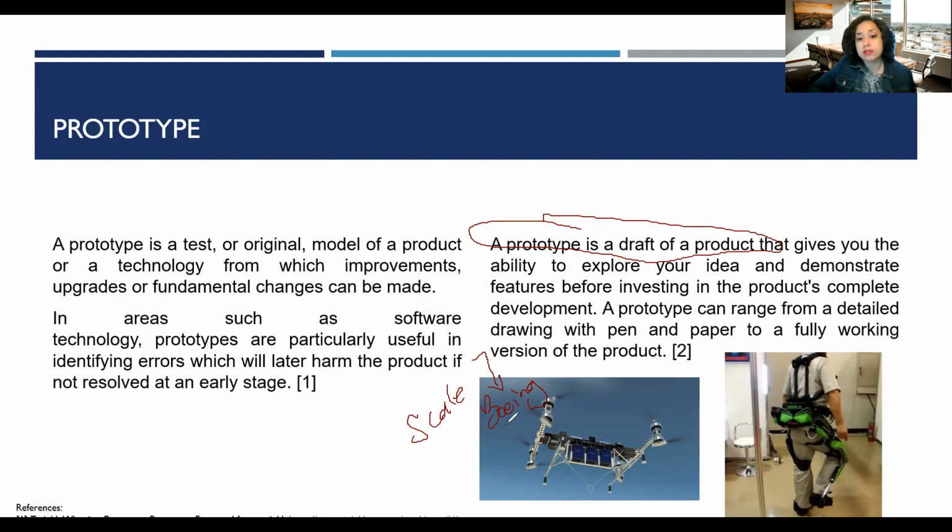Boeing is a company about airplanes. That's what they design, but they're usually just for commercial airplanes. But this was a prototype from Boeing for cargo without human beings, just for shipping cargo. So normally it's a scale, but it could also be the actual size, like this example over here on the right. It is about exploring the idea and demonstrating features before investing. That's what a prototype is.